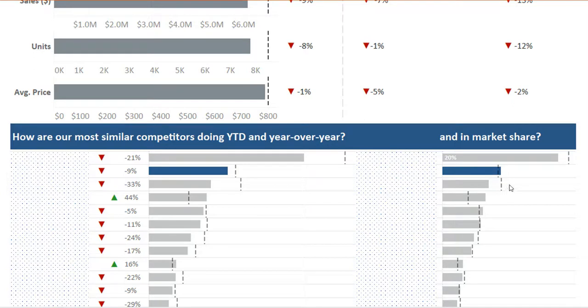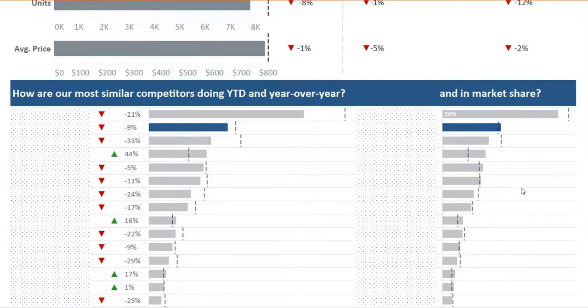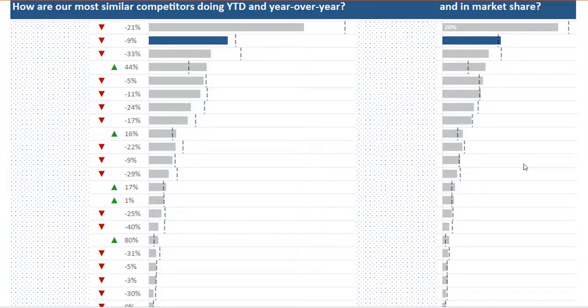We can also see market share over here. Market share is simply a calculation that takes the percent of total sales on GunBroker in the year for a given product category, in this case semi-auto pistols. So we can see this manufacturer has 20% of the pistol share and on down the list.